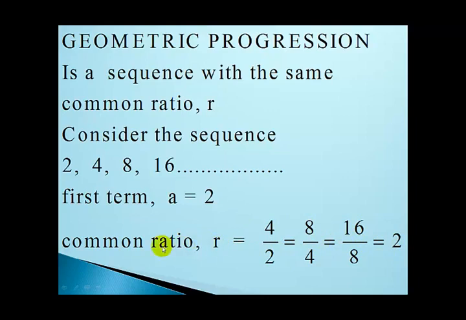To find the common ratio, we take the second term divided by the first term, that is 4 divided by 2, or the third term divided by the second term, that is 8 divided by 4, or the fourth term divided by the third term, that is 16 divided by 8. In all these three cases, the answer is 2. That is how we find the common ratio.